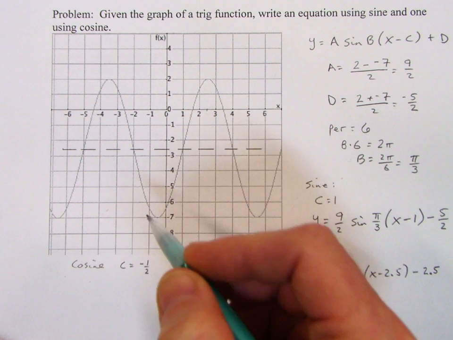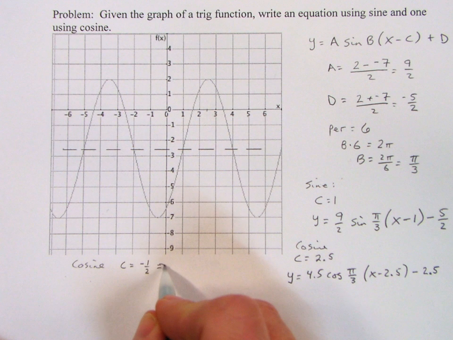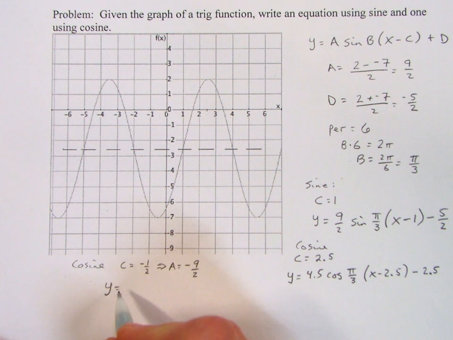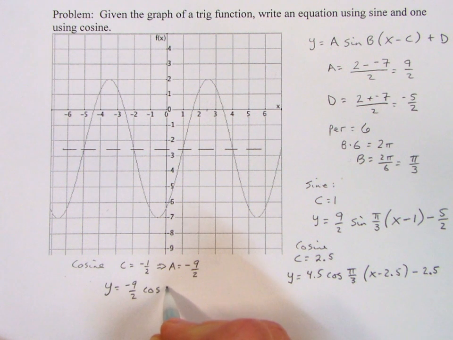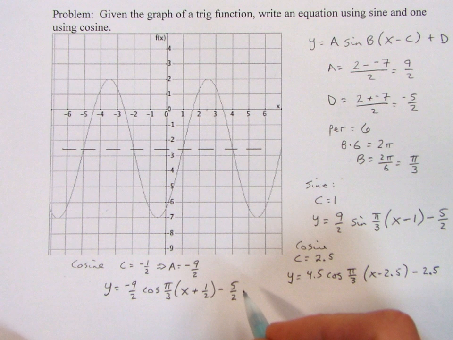That means we're going to have to reflect about our center line, and our a value then must be a negative number. So it was positive 9/2, now it'll be -9/2, and we can graph y = -9/2 times cosine of pi over 3 times the quantity of x plus 1/2, and then we have minus 5/2. And as we've talked about before, you can have multiple different equations.